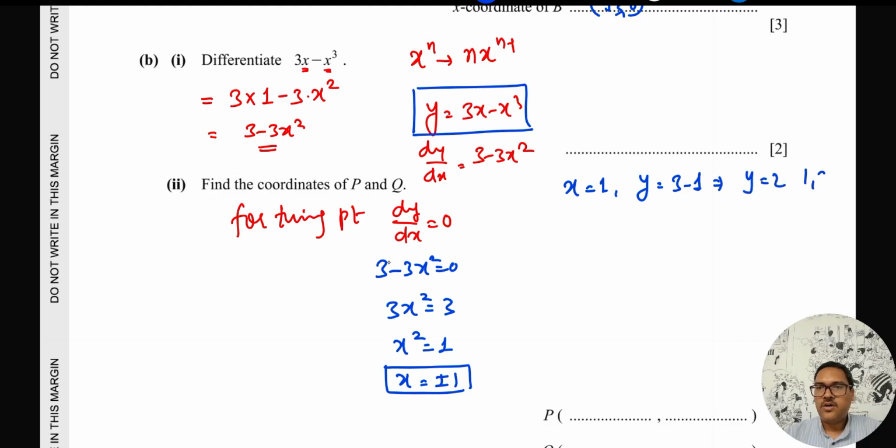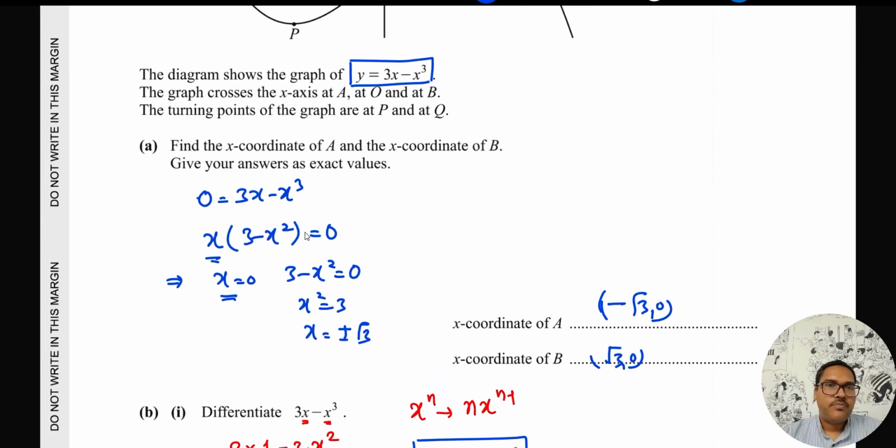So what is the coordinate? If I put x is equal to minus 1, y will be, if I put minus 1 here, this is negative 3, and minus 1 cubed will become minus 1. So this will become plus 1. So y is equal to minus 2. So what is the point? Minus 1 comma minus 2.